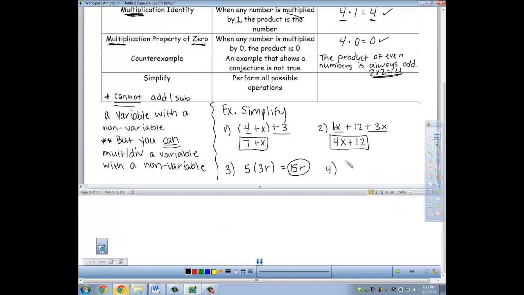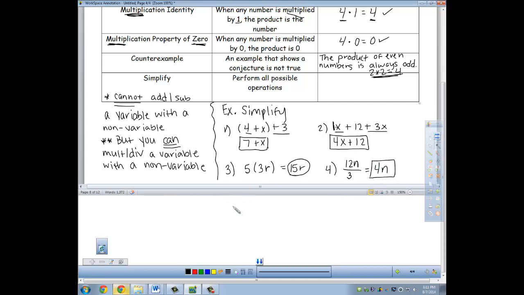Number 4, we have 12n divided by 3. Again, you can multiply a variable with a non-variable. Even though they are different terms, 3 doesn't have a variable, 12 does, you can put your numbers together. So 12 divided by 3 gives me 4. Then stick my n by it, 4n.